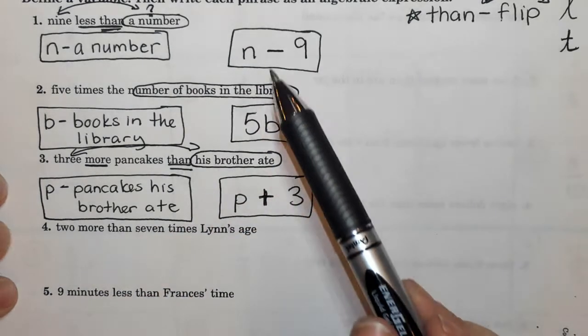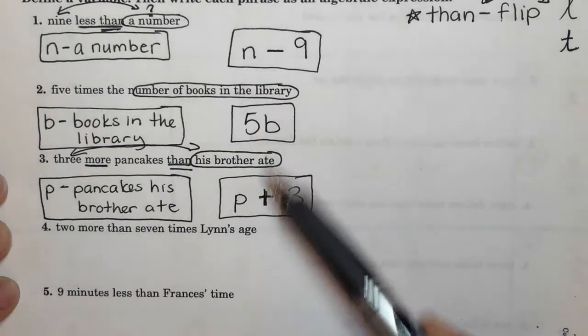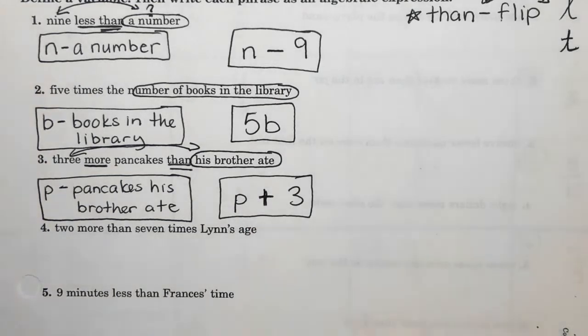So I get P plus 3. Okay. Now guys, it looks like my variable will be on the front all the time. Don't let that fool you. That is not the case. That is not a rule. You have to write it in the order it says. If it says than, you're going to flip it. Not all of them will say than, okay?